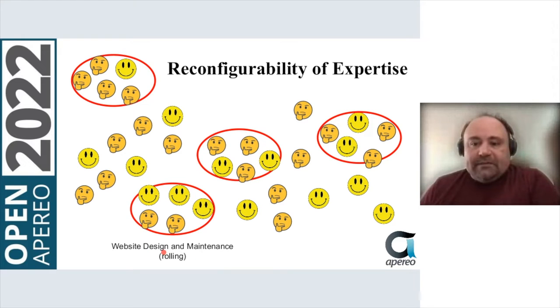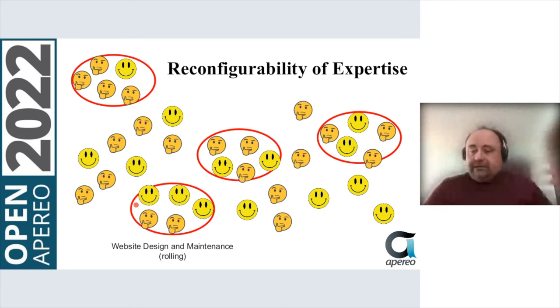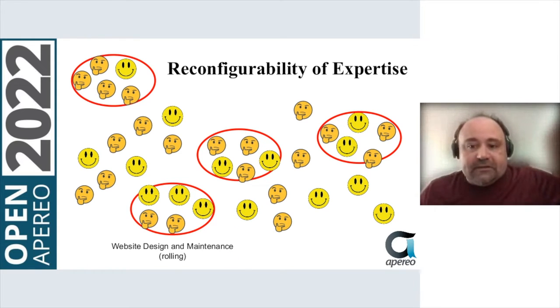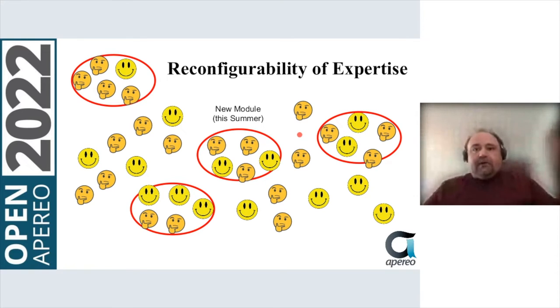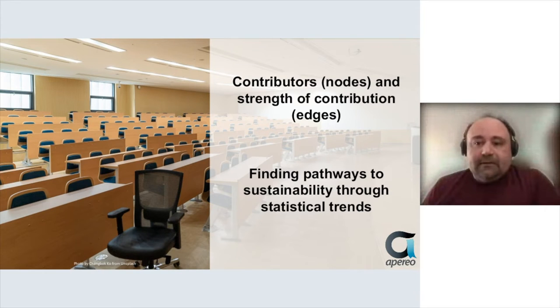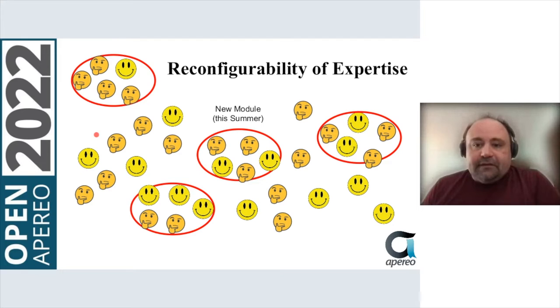Something like web design and maintenance happens on a regular basis, so you have people lined up for that, or people who join in and contribute their skills. In the OpenWorm Foundation, we've done that a number of times to update the website. Something like designing a new module for a course or for some software happens maybe during a summer period. Again, you bring in people who are involved at a certain time. They have summers off, so they can do things during the summer. These people aren't in the community all year long, but they come together at this point in time. So these are two examples of reconfiguring expertise.